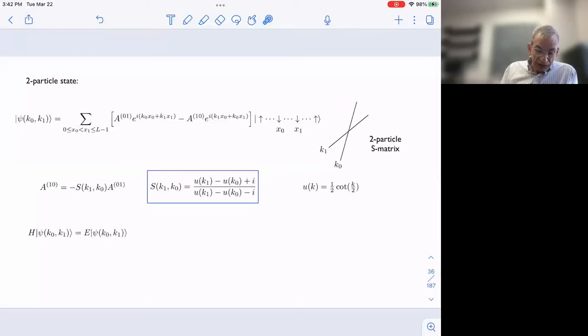It turns out that this state here is also an eigenstate of the Hamiltonian. The eigenvalue is simply given by the sum of the one particle energies I showed you on a previous slide. Again, it's not true for any values of k0 and k1. There's a condition, actually two conditions, given here, and they depend on this S matrix. If you can solve this pair of equations for k0 and k1, then you can plug into here to get your eigenvector, and plug into here to get the eigenvalue.